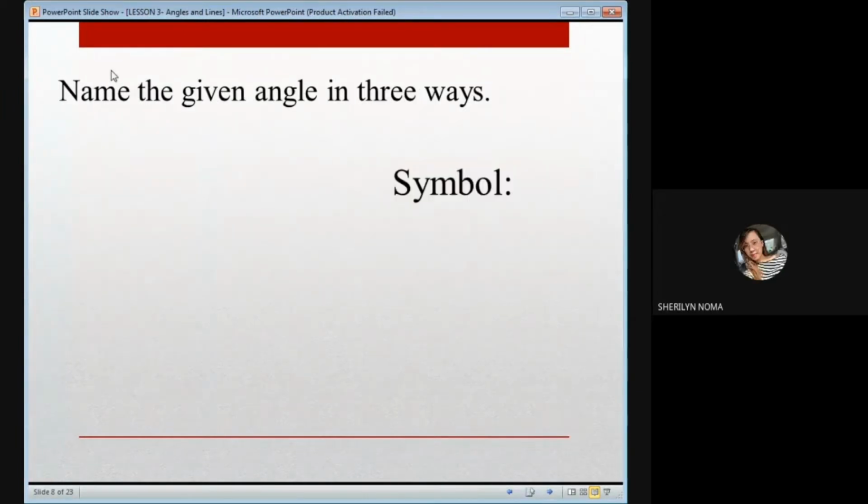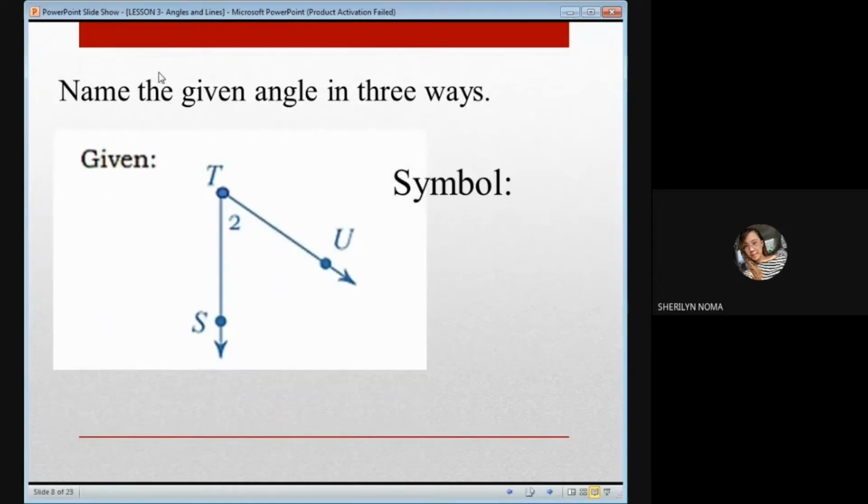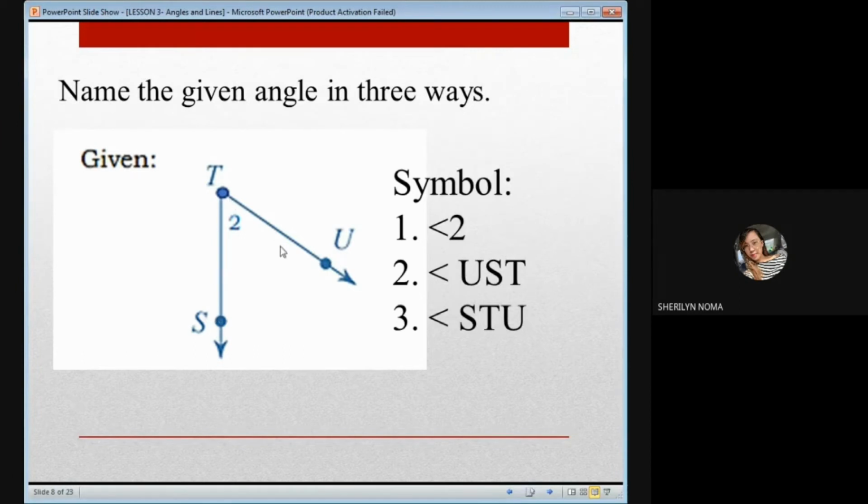Next, name the given angles in three ways: by capital letters, by its vertex, and by number. If this is the angle, we can name this angle as angle 2. Pwedeng itong number na nasa loob. We can also name this as UTS. And number 3, STU. Lagi pong nasa gitna ng letters yung vertex.